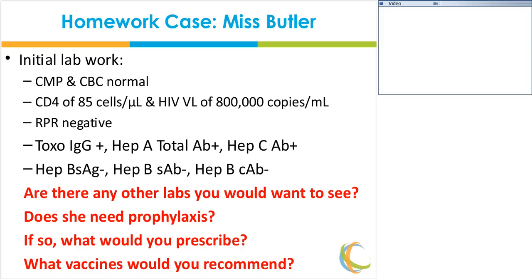So the question is, are there any other labs that you're interested in seeing? Does she need prophylaxis for any opportunistic infections, and if so, what would you prescribe? And I'd probably go ahead and say first and second. In case she doesn't tolerate first, if she needs something, what would you do for second? And then what vaccines would you recommend? And again, this is going to be posted, the case today and the answers on Monday.